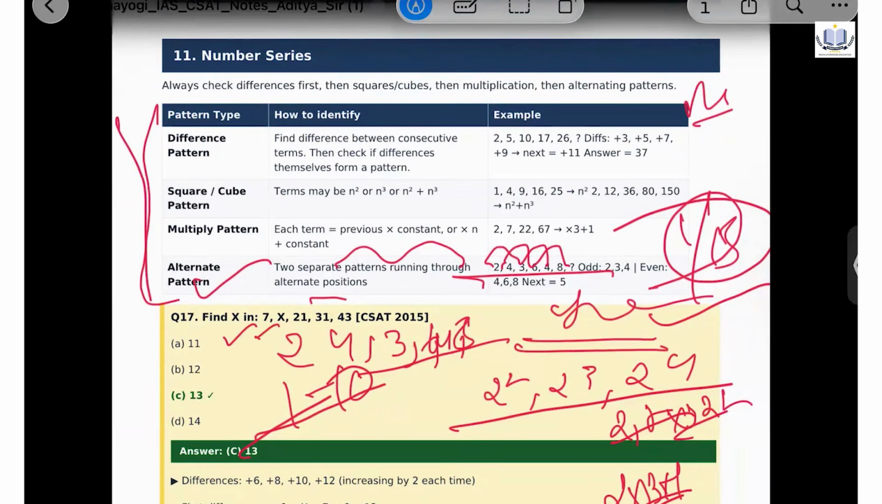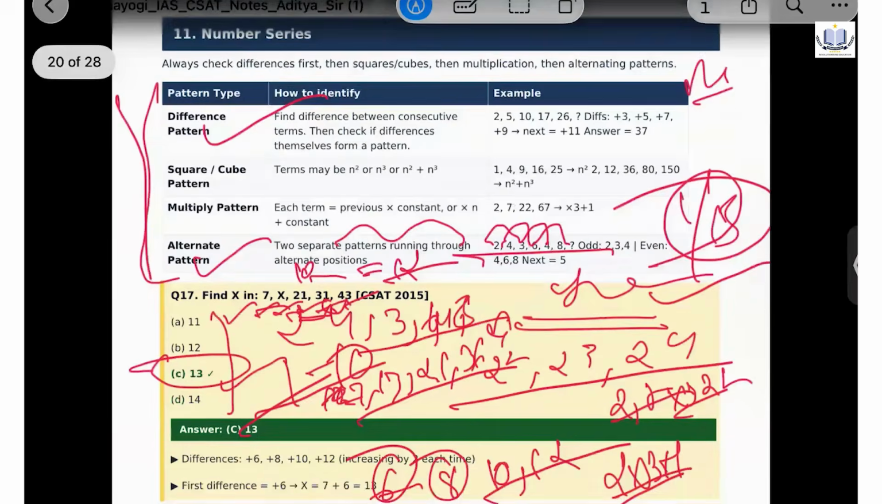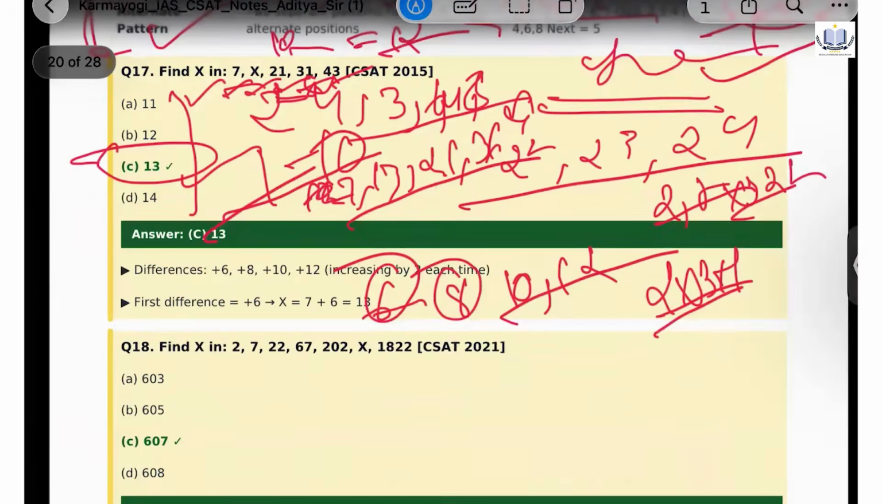Find x: 7, x, 21, 31, 43. So first we will try to find the difference. 21 minus x; 31 minus 21 is 10. 43 minus 31 is 12. यहाँ पे हम देख रहे हैं 10, फिर increment 12 हो रहा है. तो क्या पता the previous number would have the difference of 8 and the one before that would have a difference of 6. Let's apply this in these numbers. So 7 plus 6 equal to 13, and 13 plus 8 equal to 21. 31, 43 satisfy हो गया. So from this we can find that the difference pattern we applied and we got the answer. This is a rare case. You will have to apply all the permutation and combination and then find the answer.